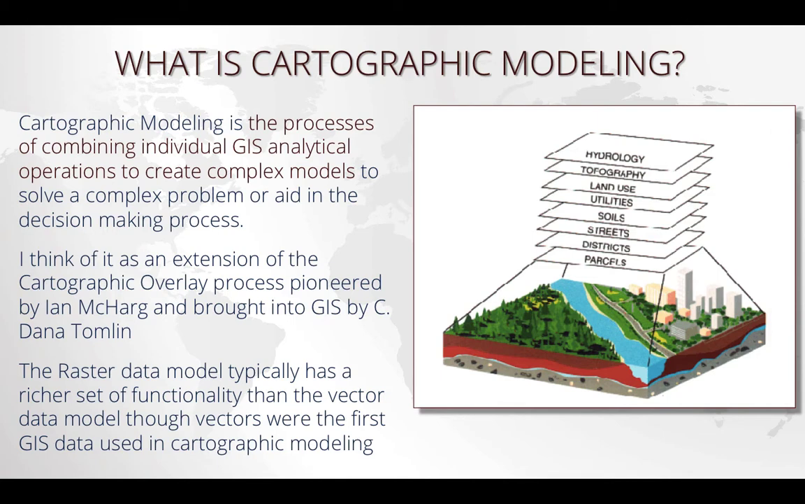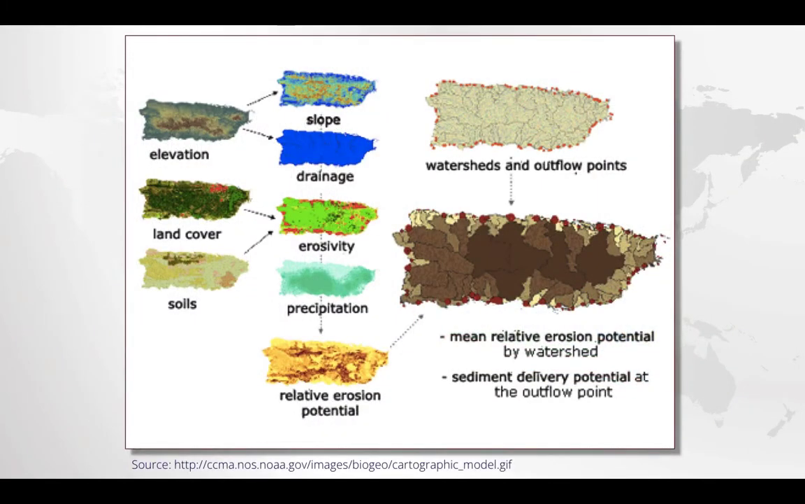Typically, the raster data model is a little bit better than the vector data model for undertaking advanced cartographic modeling. And this is just one of many examples of cartographic modeling you can give. This one is trying to calculate erosion potential on a watershed basis, and it's from NOAA. In this model, a couple of different layers were started with: elevation, land cover, and soils, all of which I think you can see how they could contribute to calculating erosion.